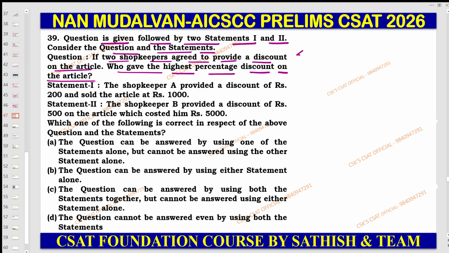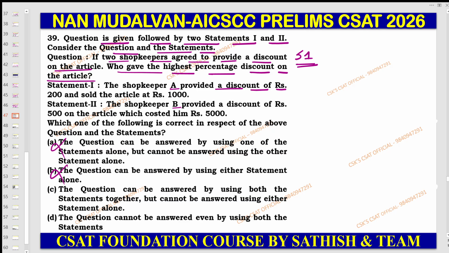Now if you see statement number 1, shopkeeper A provides a discount. Only the detail provided about A, so with this we can't do it. Separately A is present here, separately B is present here. So therefore either statement alone is not possible. Understood everyone? So first of all, try to eliminate. If you eliminate something, you can go with 50%. So the next, C and D, anything is possible.